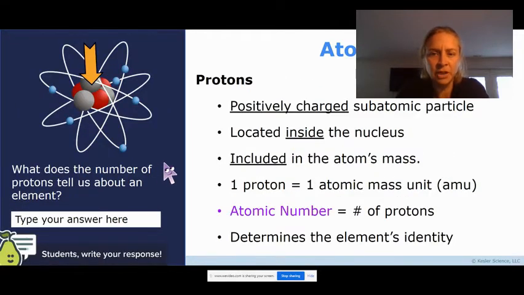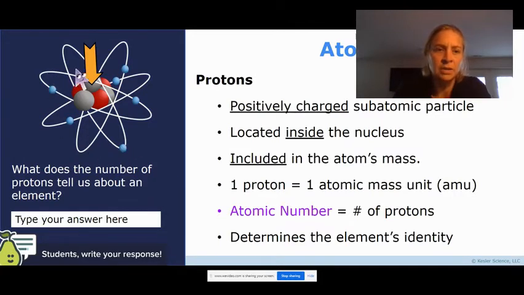Protons are positively charged particles, and we will notice we've got 3 gray protons here, and they are in the nucleus. So they're one of the parts making up the nucleus, and they help to make up the atom's mass. So 1 proton weighs 1 AMU, or what we would call an atomic mass unit. And we use the proton number to determine what element it is. That proton number is also called the atomic number.